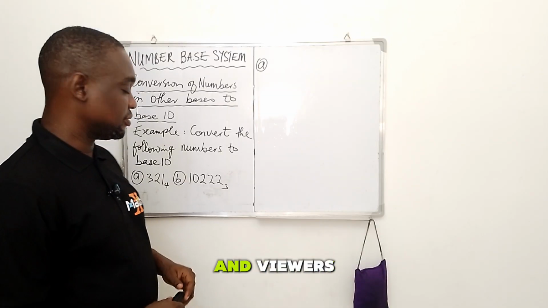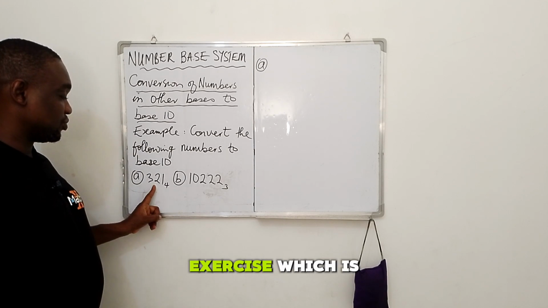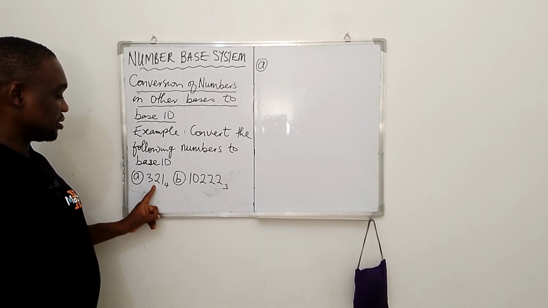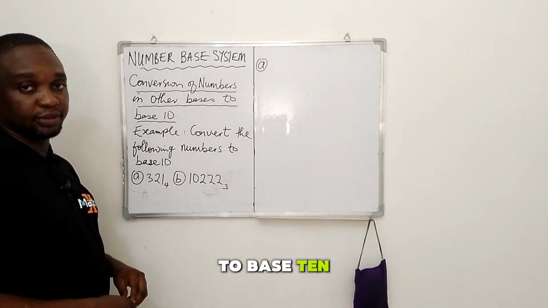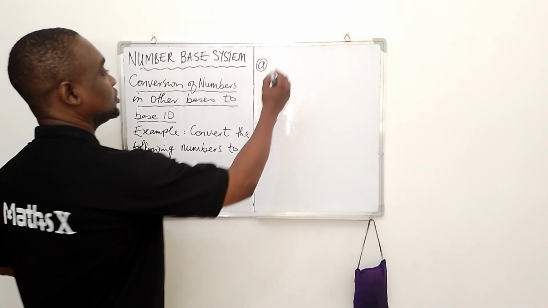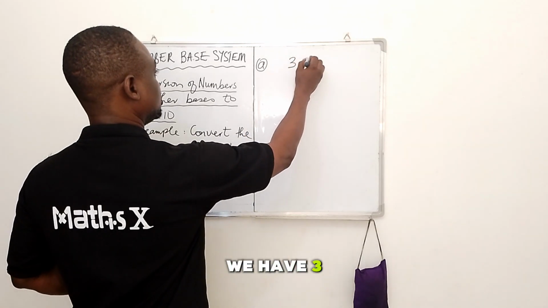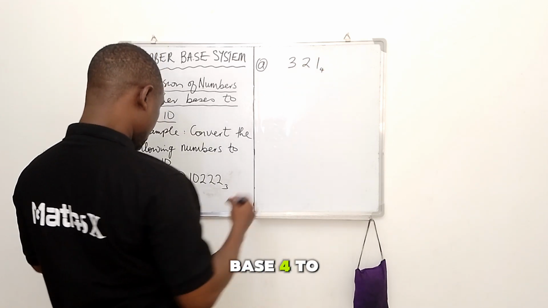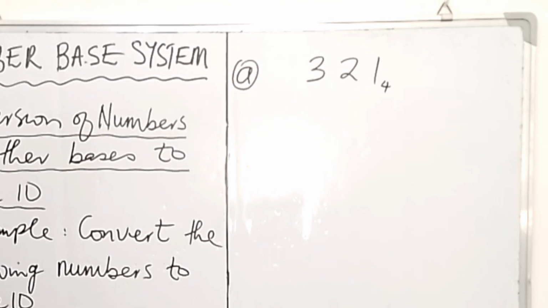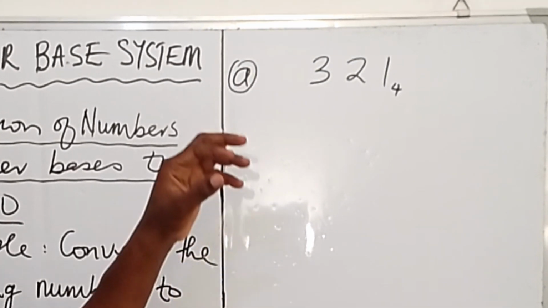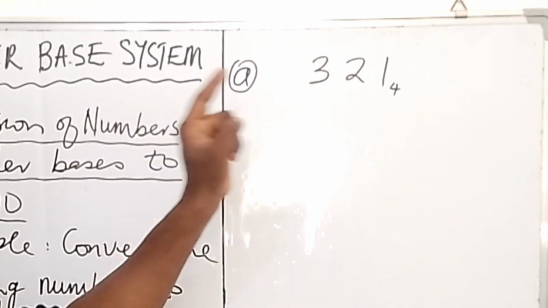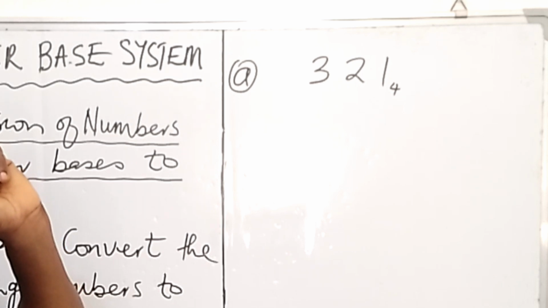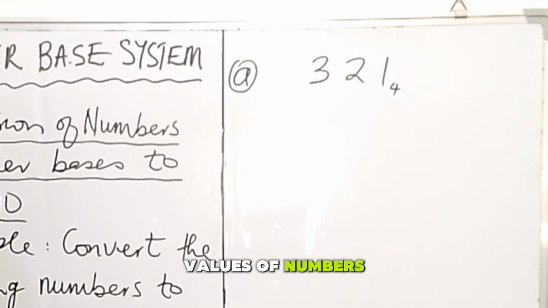For our first exercise, which is 321, which we're going to convert from base 4 to base 10, we have 321 at base 4 to be converted to base 10. We're going to do something we learned in our primary school to do this conversion. It's called place values of numbers. We learned that in primary school.